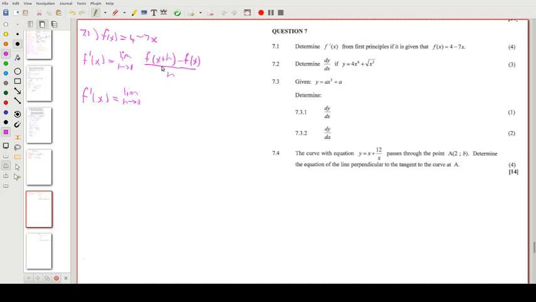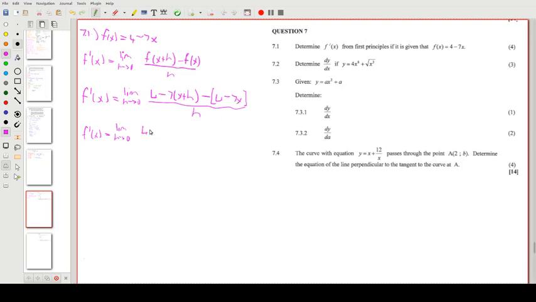So the limit as h approaches 0 of this function. Now, what is f of x plus h? That is when we replace the x with x plus h. So we got 4 minus 7 times x plus h, minus our initial function, which is 4 minus 7x. All of that over h. F prime of x equals, and now we need to remember to keep writing this part, the limit as h approaches 0, until we actually do the substitution, or the h's are completely gone with cancellation or something of the sort.